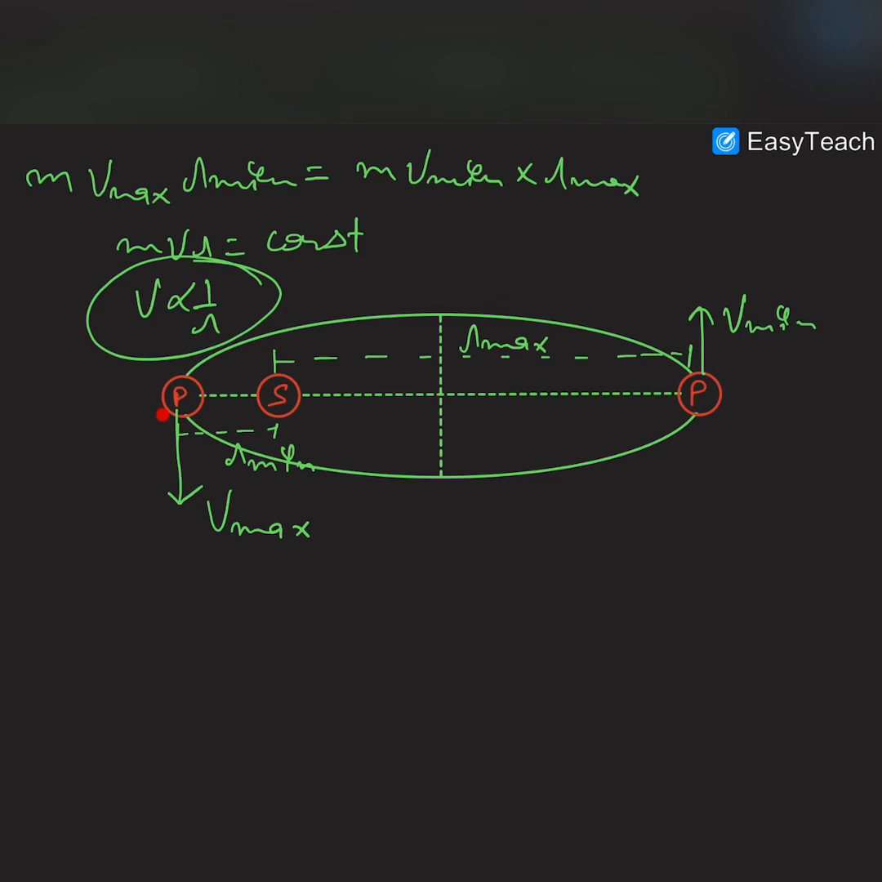So this point, as we have already discussed, is called Perigee, and this point is called Apogee. So I can say that when the planet passes through the perigee of the orbit, its speed is maximum, and when the planet passes through the apogee of the elliptical orbit, its speed is minimum. So this is the conclusion of the law of conservation of angular momentum.